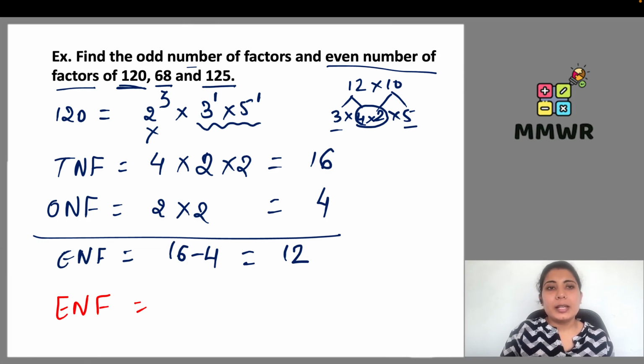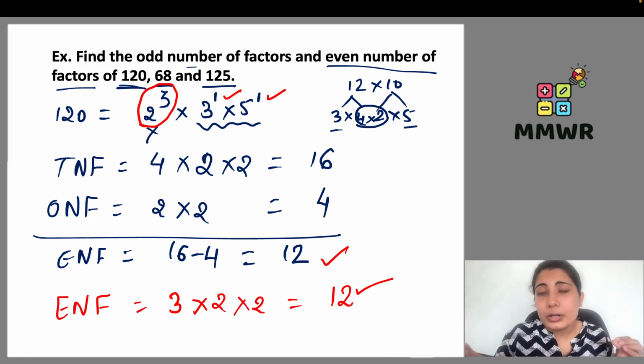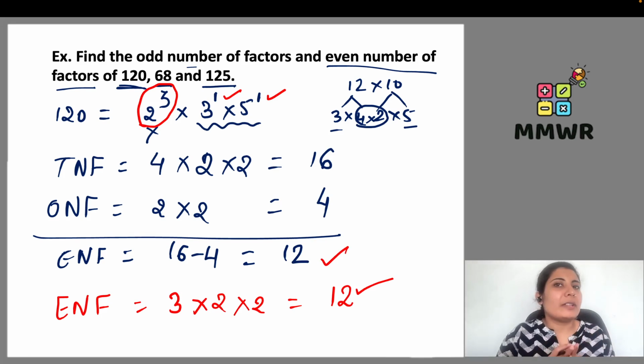Even number of factors I can find by writing this power as it is. 2 to the power 3 is there, so 3 I will write as it is. But at this place I need to take the successor. So 1 plus 1, 2, 1 plus 1, 2, 2 twos are 4, 4 threes are 12. Look, at both the places I got the same number, same quantity. How many even number of factors are there? 12 factors are even for 120. You can list them out also.